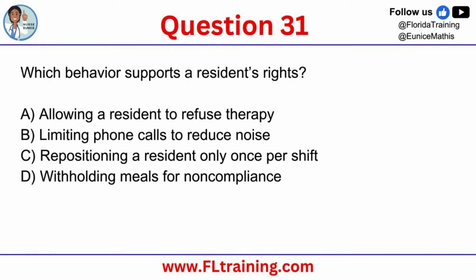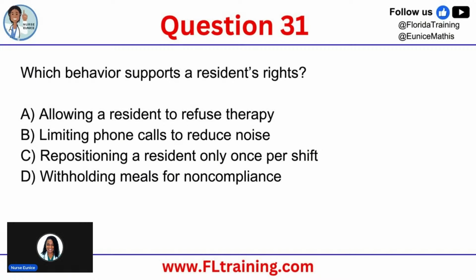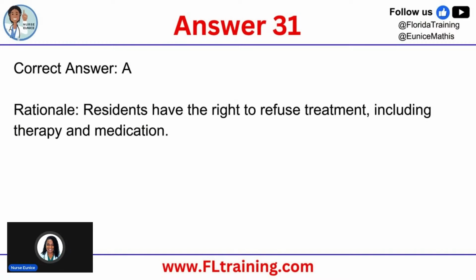But question 31. Which behavior supports a resident's rights? Would it be A, allowing a resident to refuse therapy, B, limiting phone calls to reduce noise, C, repositioning a resident only once per shift, or D, withholding meals for non-compliance? We have to support those residents' rights. They have rights. So which of those options helps to support and give them autonomy, allows them to make decisions for themselves so they feel like they're in control? And yes, this should be super easy for you all. It is A.